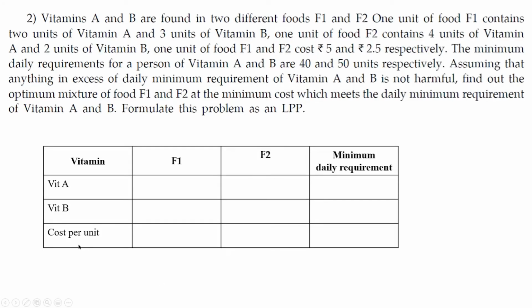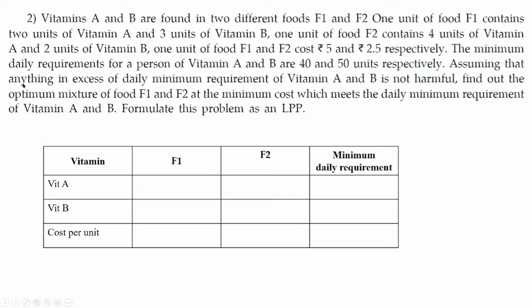Now moving on to the next question. Vitamins A and B are found in two different foods, F1 and F2. 1 unit of food F1 contains 2 units of vitamin A and 3 units of vitamin B. 1 unit of F2 contains 4 units of vitamin A and 2 units of vitamin B. 1 unit of F1 and F2 cost rupees 5 and rupees 2.5 respectively. The minimum daily requirements for a person of vitamin A and B are 40 and 50 units respectively.